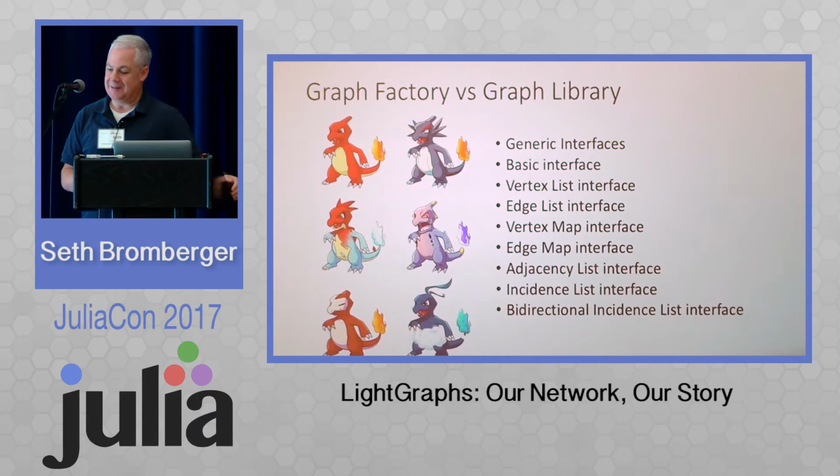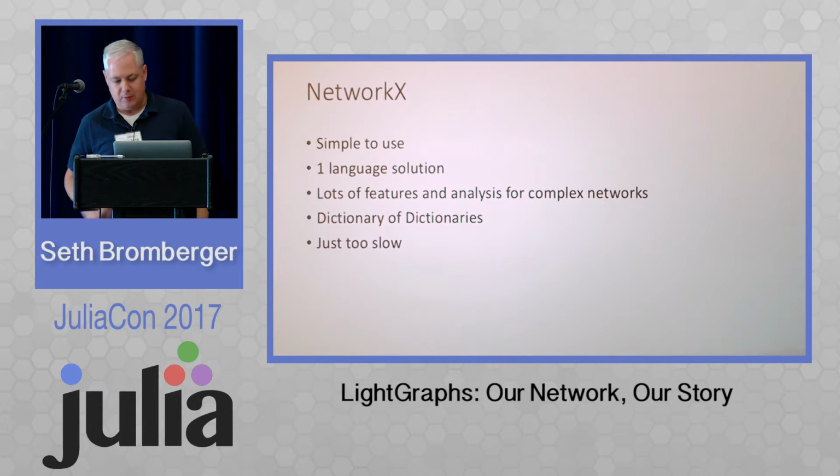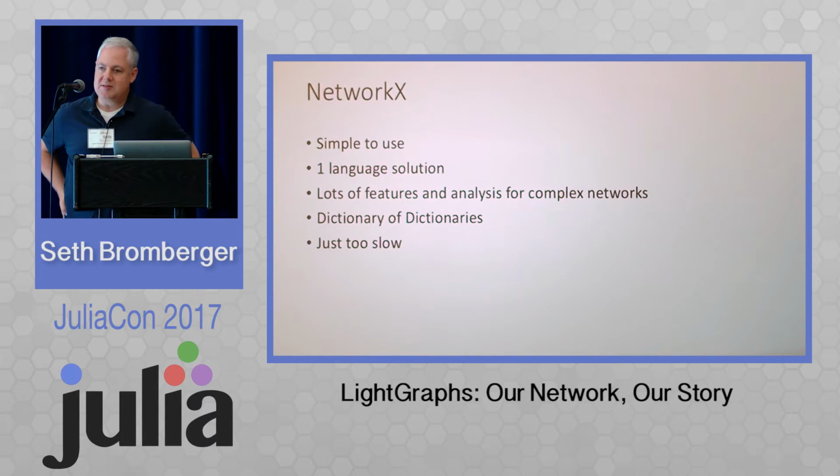So graphs.jl is still out there. It's still a great package if you want to experiment with different internal representations of graph structures. But I needed something different. And so with heavy heart, I went back to Python and my tried and true NetworkX. The advantage of NetworkX, as opposed to some of the other Python graph libraries, is that it's very simple to use and it's a one language solution. That is, it's written entirely in Python.